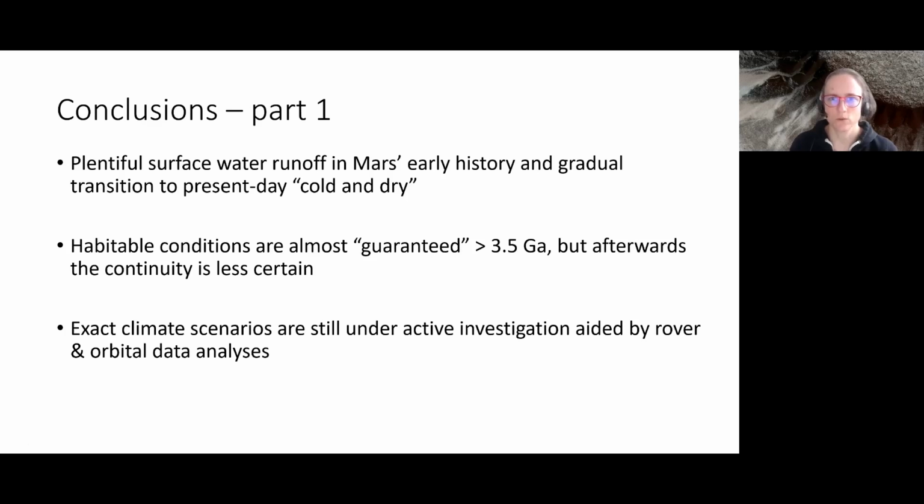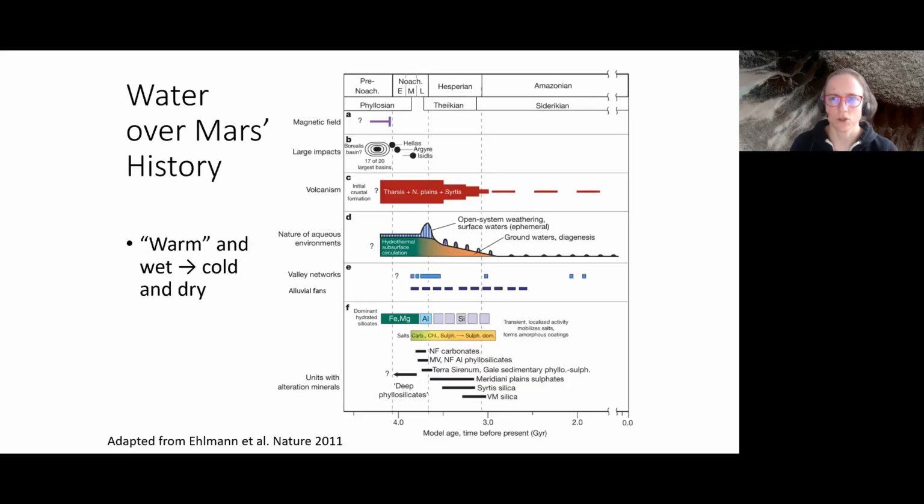So this concludes the first part of the lecture. For the second part of the lecture, I'm just going to bring up this slide again about water over Mars's history. And this time we're going to be talking about this period right at the end, the late Amazonian, so the present day surface conditions and the surface conditions over the recent past, where Mars is believed to be cold and dry.